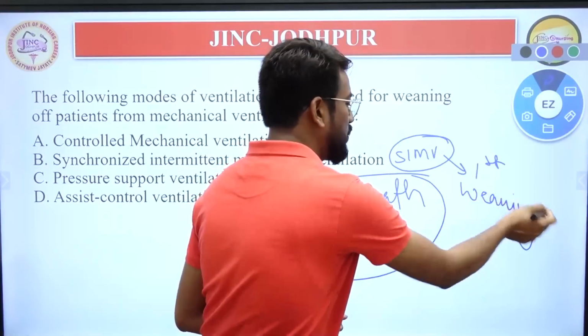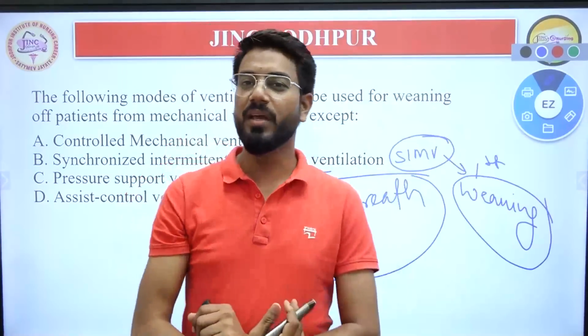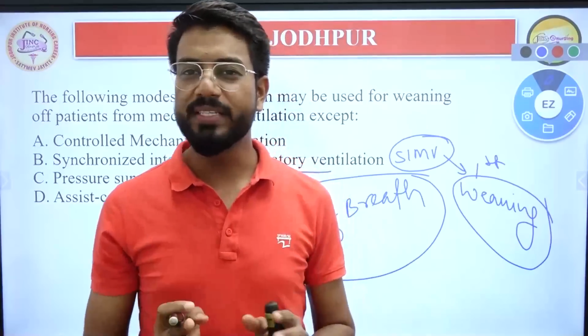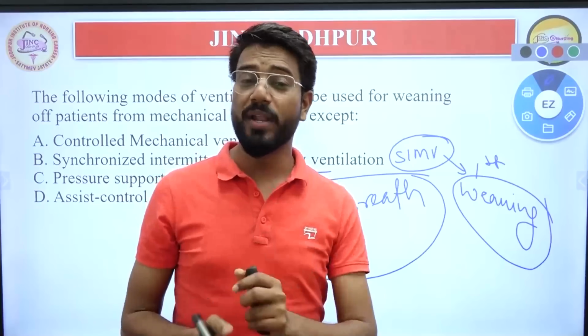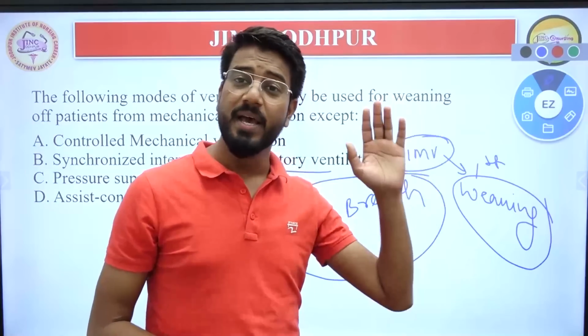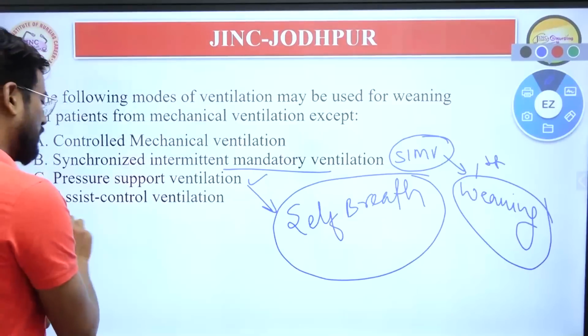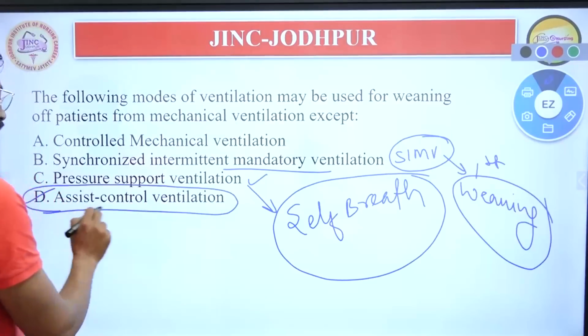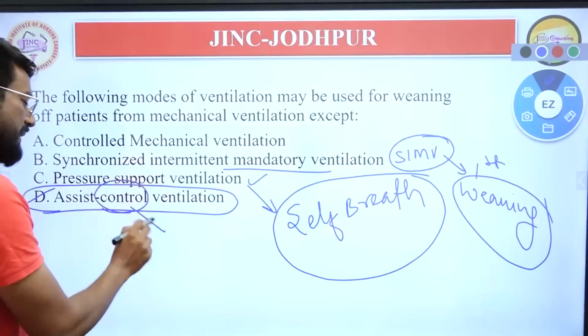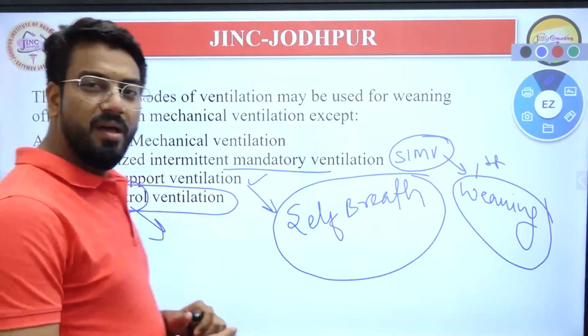आपका पहला वीनिंग मोड कौन सा है? तो आप आंसर लिखेंगे, the first weaning mode is the SIMV mode. SIMV mode is considered as the first weaning mode. Next, in the assist control mode. So in assist control mode, it is the control mode, but it is assisted.